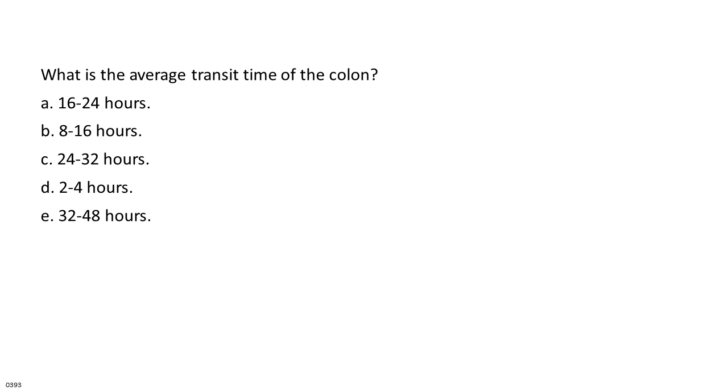What is the average transit time of the colon? A. 16 to 24 hours. B. 8 to 16 hours. C. 24 to 32 hours. D. 2 to 4 hours. E. 32 to 48 hours.